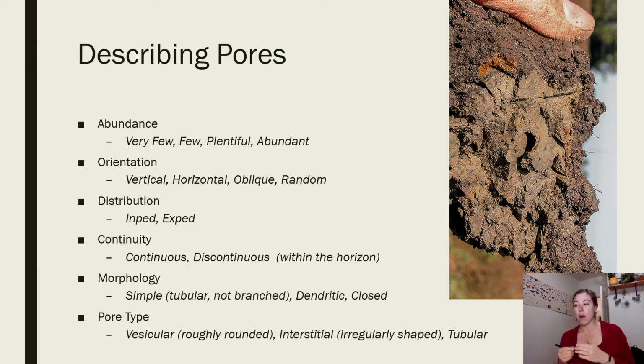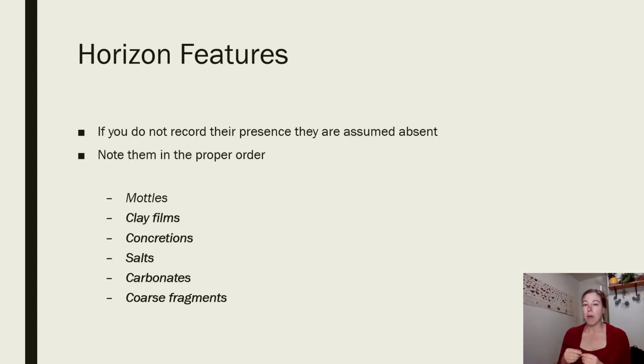And what type they are. There are very specific measurements for all of these. So after you've done roots and pores, then we go through the rest of these horizon features. We already did mottles earlier because mottles are so common and so important to knowing where the water table is. They're done third, and then we come to the rest of them in the order that I have them written here.